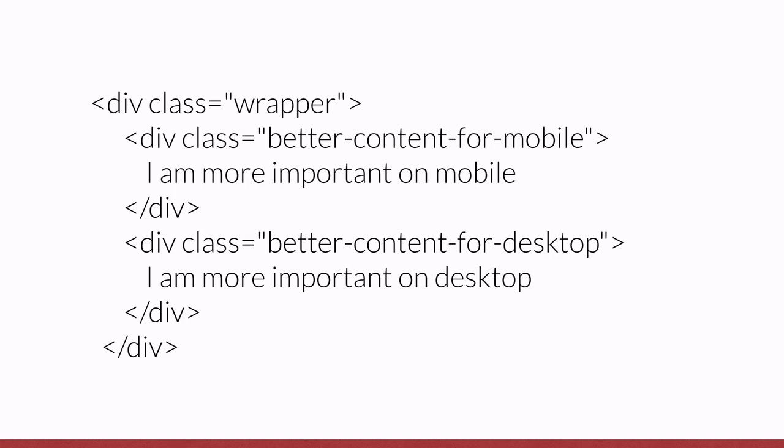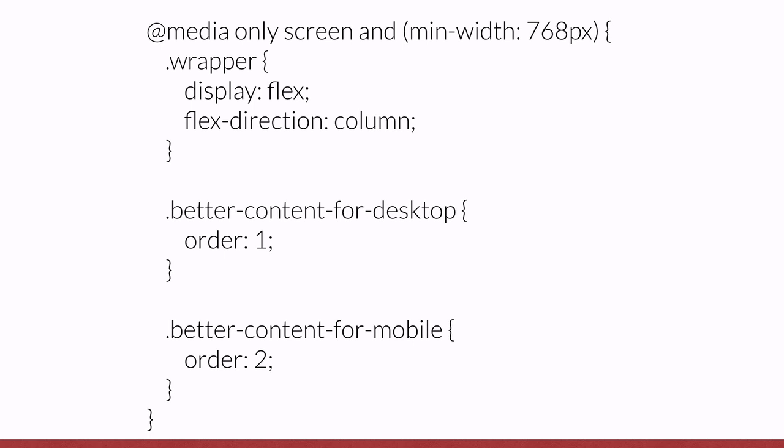So a simple code example is that we have an outer wrapper with two elements. As we're building mobile first, we've got our mobile content first, and then our desktop content. Then using a media query for large devices, we can apply display flex to the wrapper. We want our content to stack on top of one another, so we use flex direction column. And then we use the order property to specify the order of our content. So better content for desktop will say order 1, and better content for mobile will say order 2.